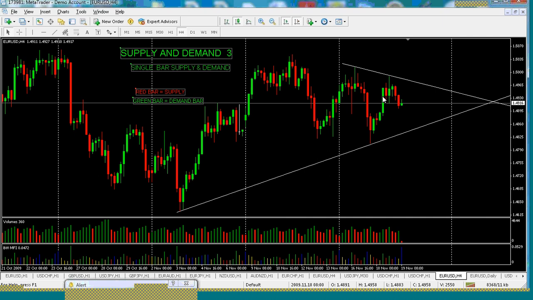Now I'm going to end this section, section 3, on single bar supply and demand. We covered how on the way up, a green bar represents demand, and on the way down, a green bar represents supply. And we talked about how on the way down, the red bar represents supply, and on the way up, the red bar represents demand.